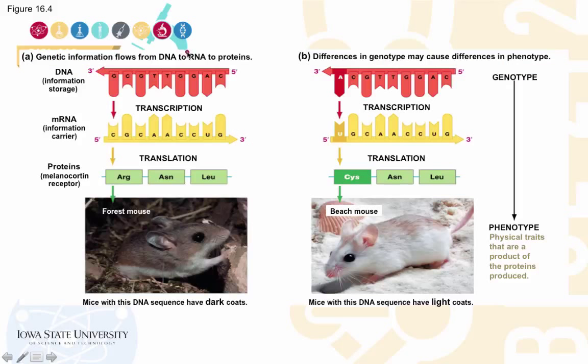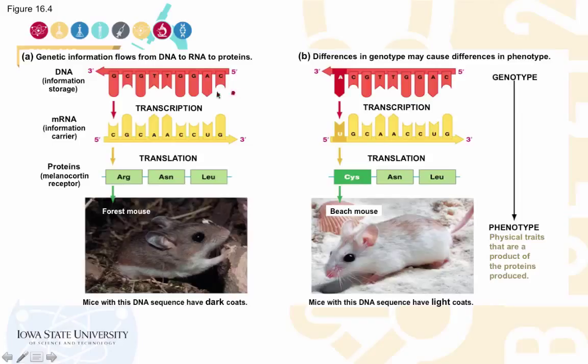Let's take a look at what this means. Supposing we're looking at a gene that specifies coat color in mice. Mice have different coat colors. Some forest mice have dark coats. Some mice, like the beach mouse, have light coats. So what brings about this difference?